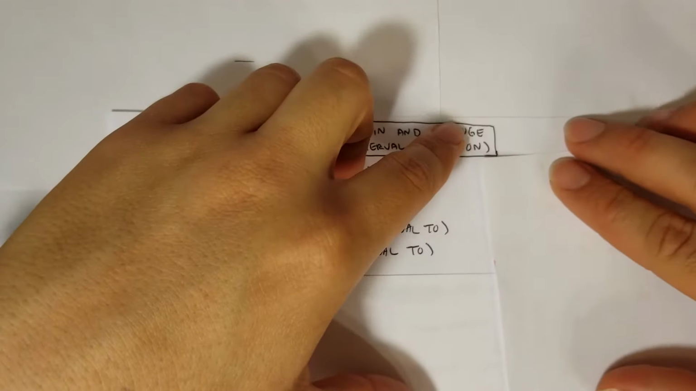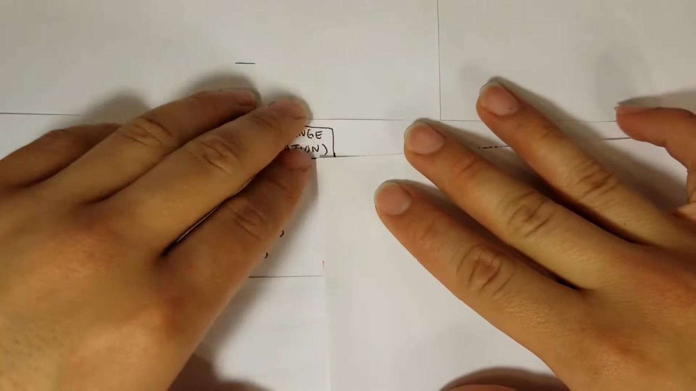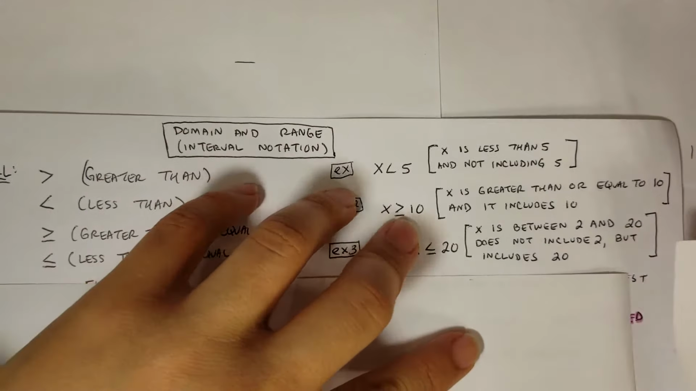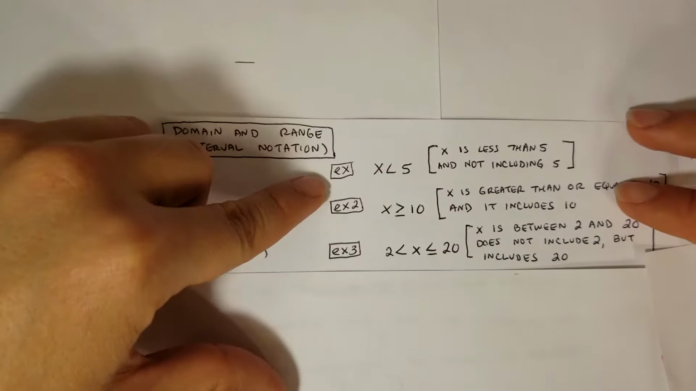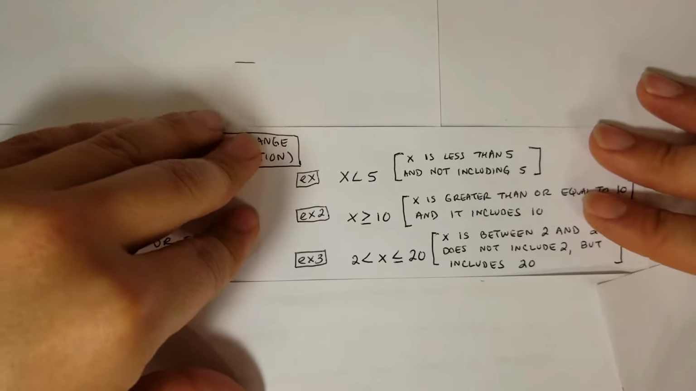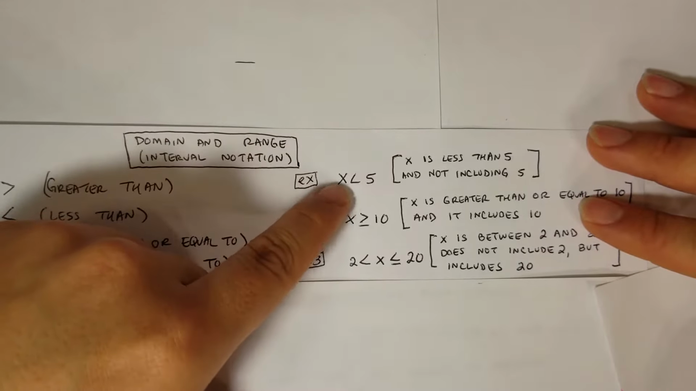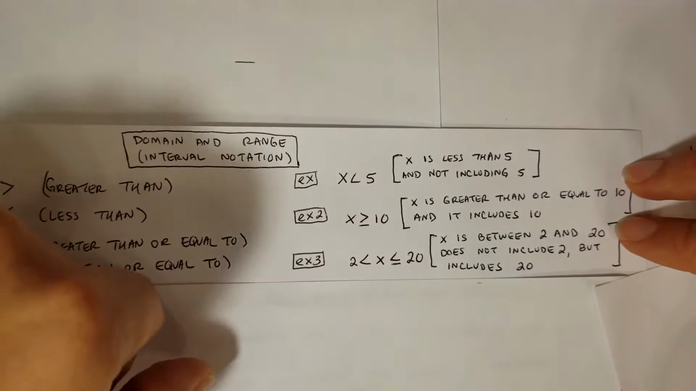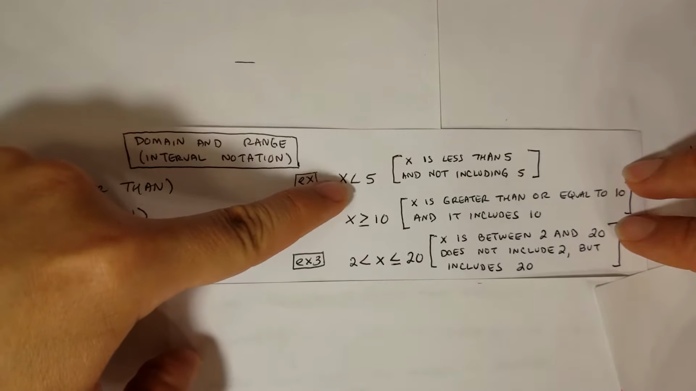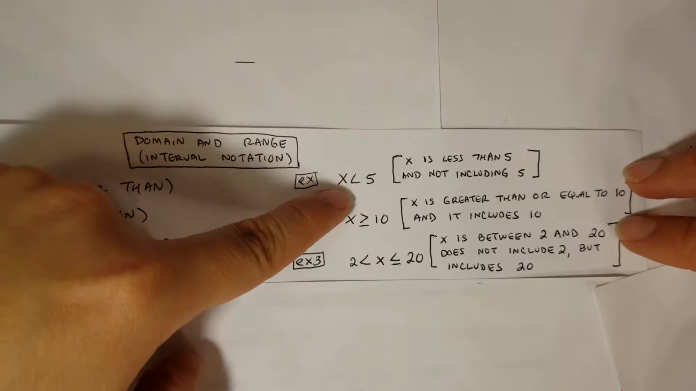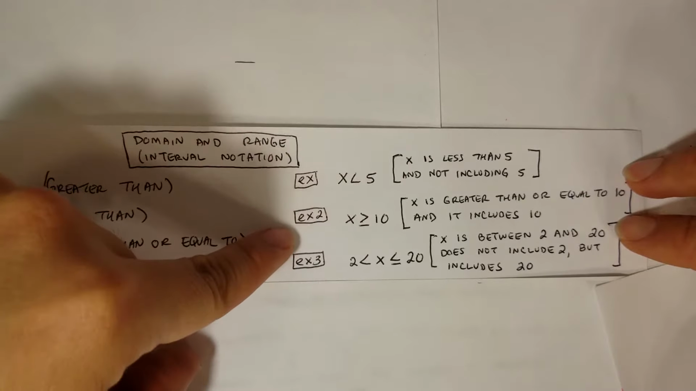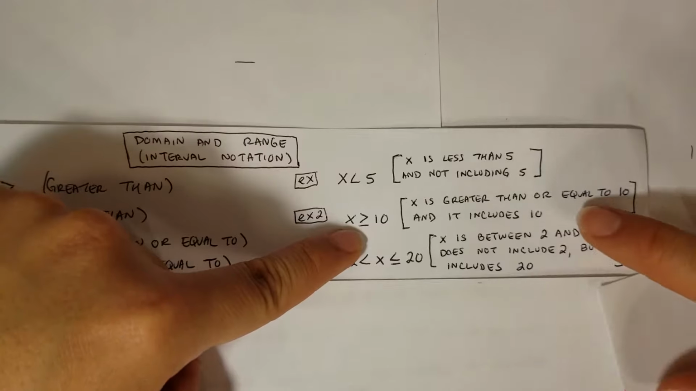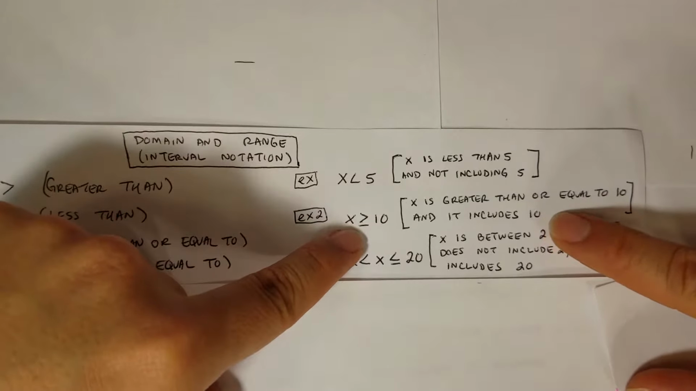Okay, so really quick recap. On these three random examples, let's say we have example 1, 2, and 3. What does this mean? This means x is less than 5 and is not including 5. The value of x is less than 5, not including the number 5 because we don't have the little line under it. Example number 2 is x is greater than 10, and it is including the 10 because we have the little line under it.